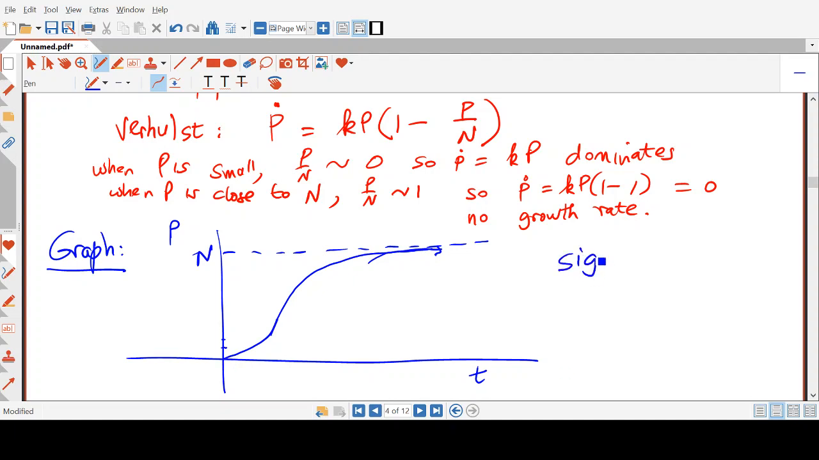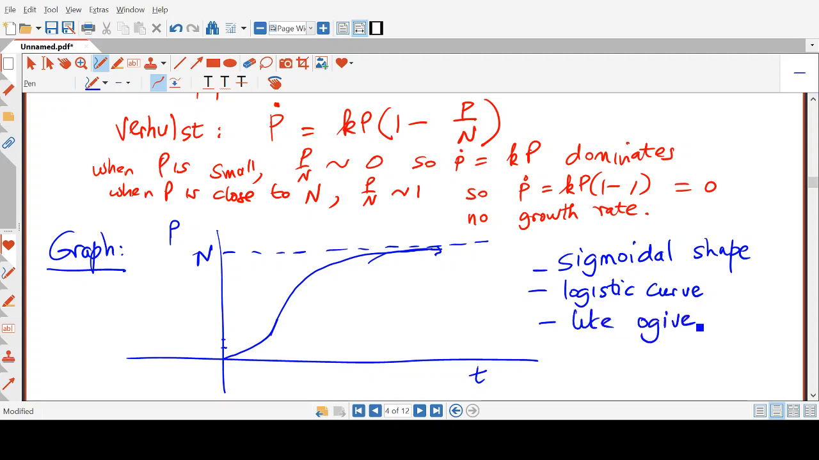This is known as a sigmoidal shape. It's called a logistic curve. It's like your ogive, what we call a normal distribution.